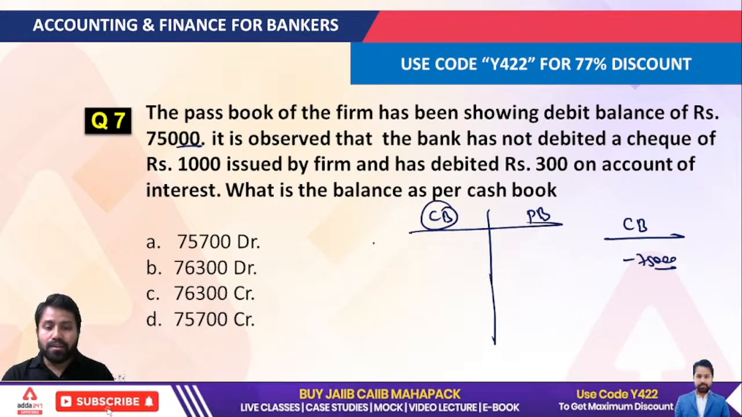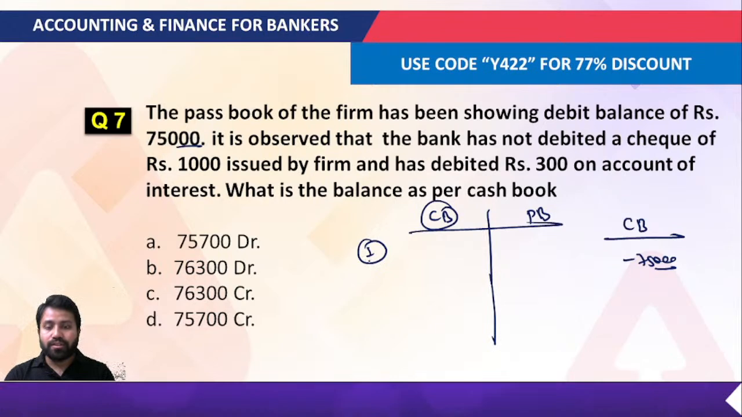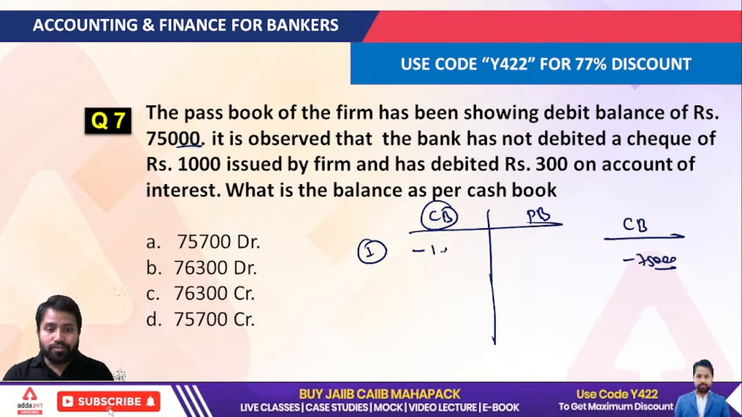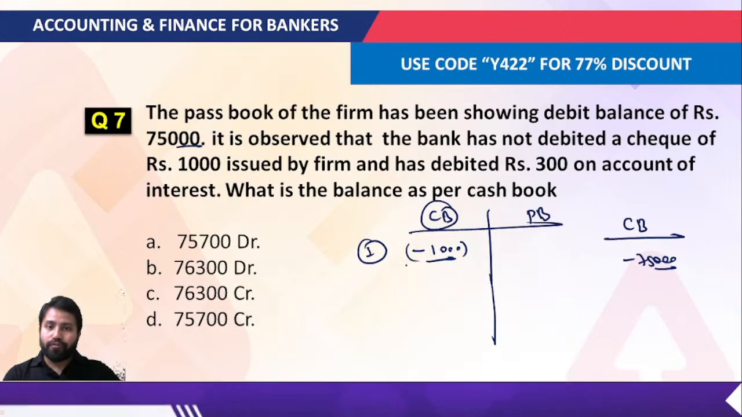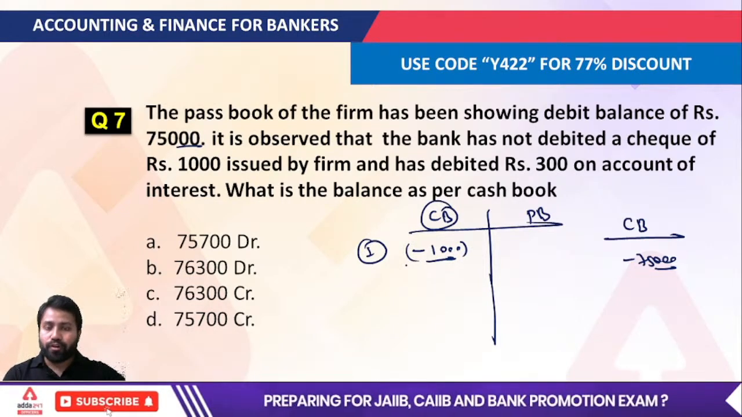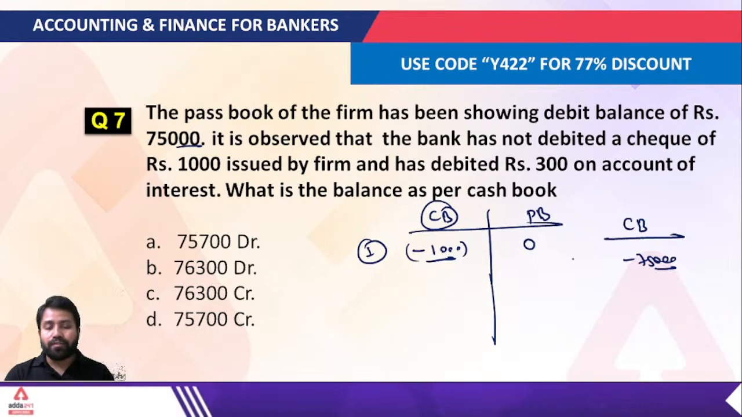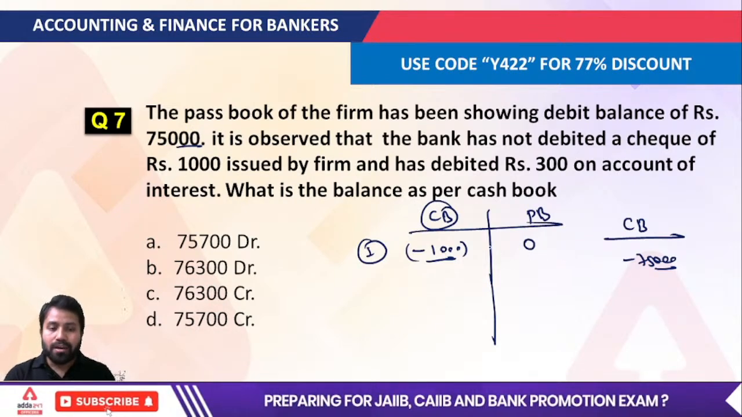Now just read every condition one by one. It is observed that the bank has not debited a check of 1,000 rupees. That means the customer actually issued a 1,000 rupee check to one of its creditors, but the bank has not debited the check of 1,000 issued by the firm. That means in the bank statement it is reflecting as zero. Now just tell me, is the cash book balance lesser than or greater than the passbook?